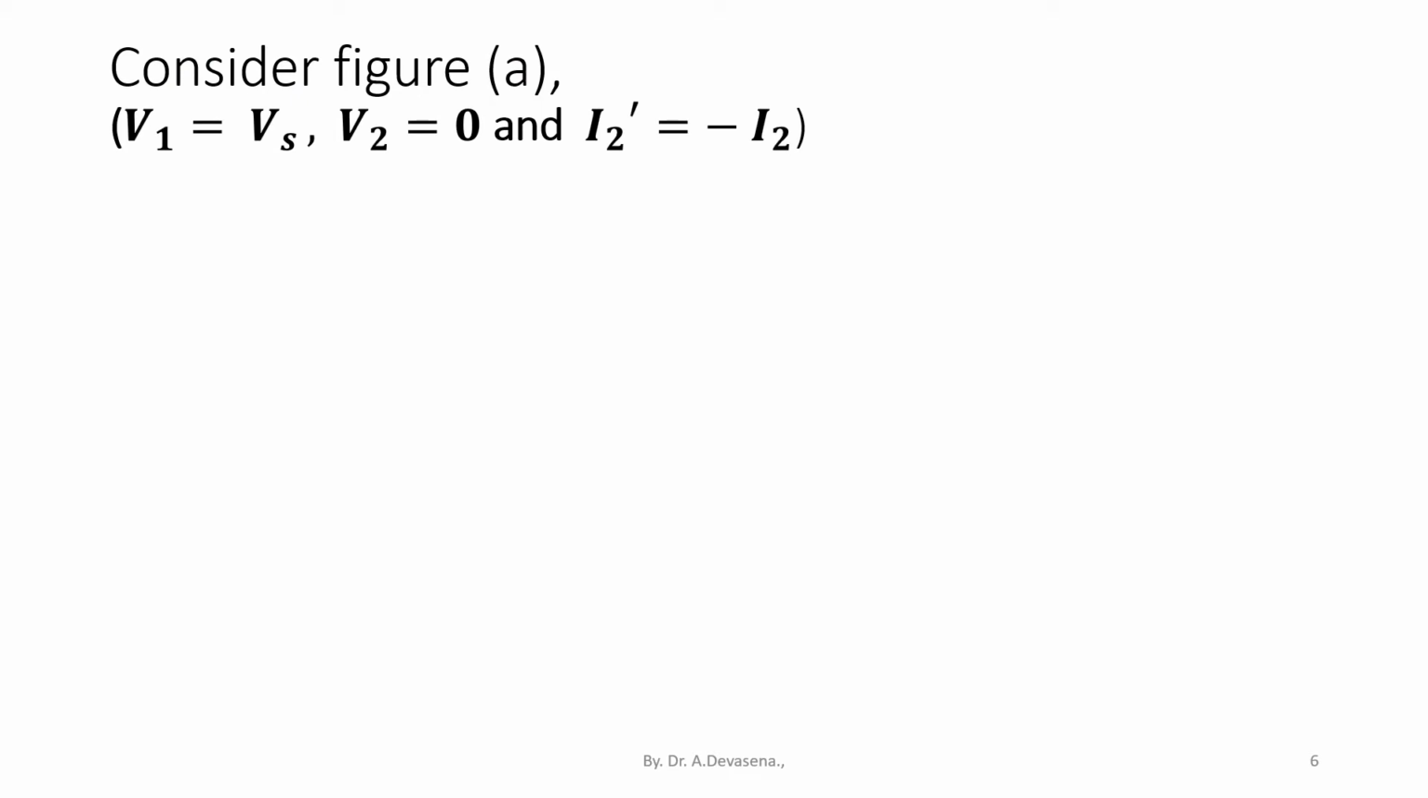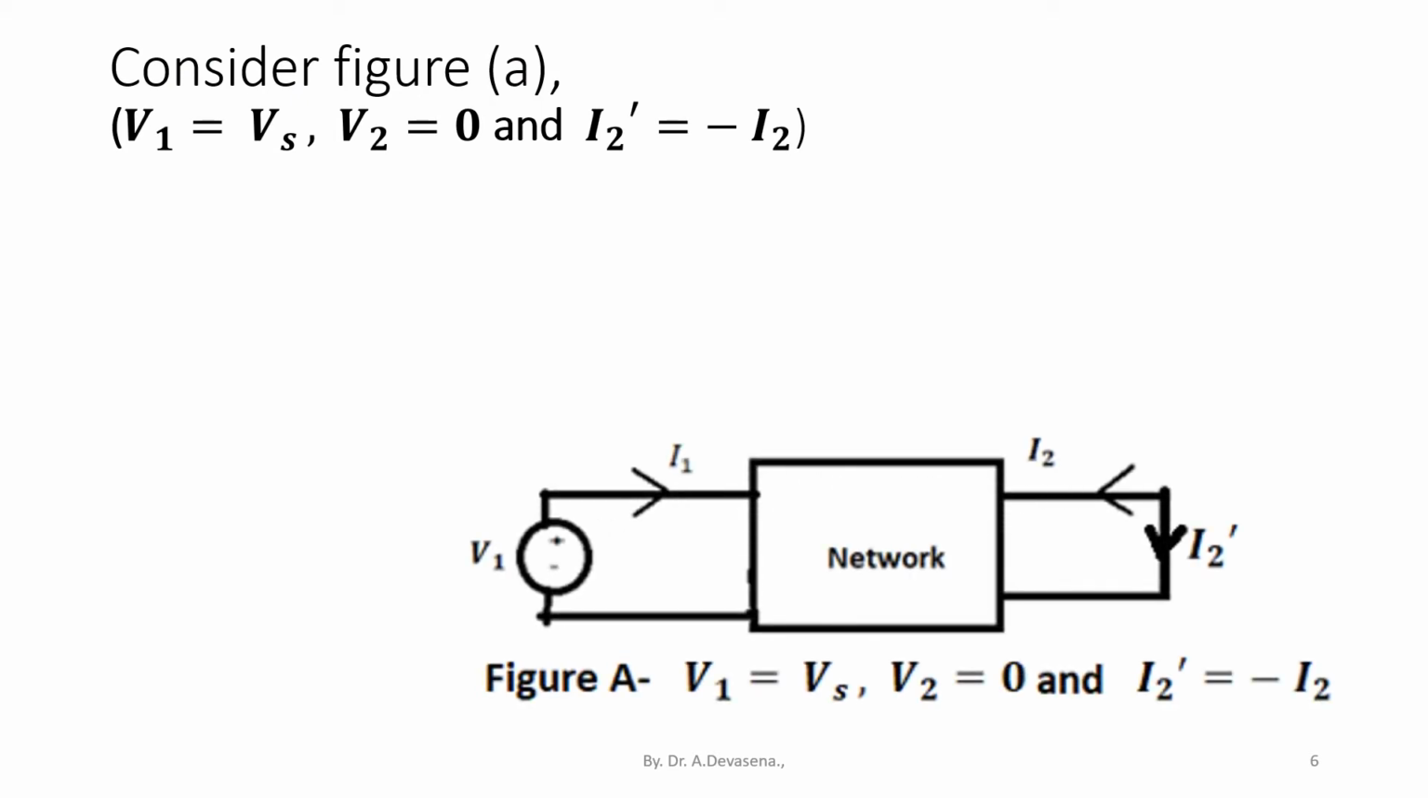Consider figure A. This is the representation of figure A. In this figure A, we have considered that the voltage at port 1 is equal to Vs, and the voltage at port 2, that is V2, is short circuited. Because V2 is short circuited, the current I2 dash is equal to minus I2, because the current I2 is flowing into the network, but we are obtaining the value of current I2 dash. That is why the minus sign is indicated here.